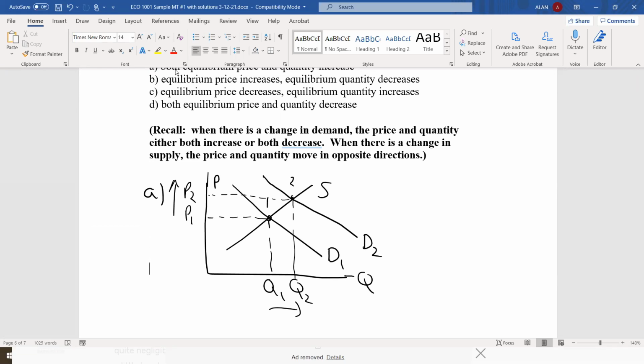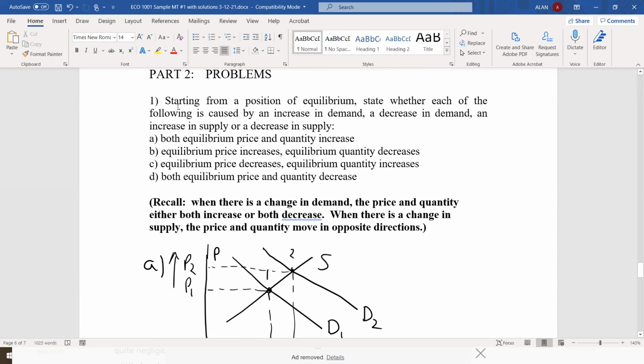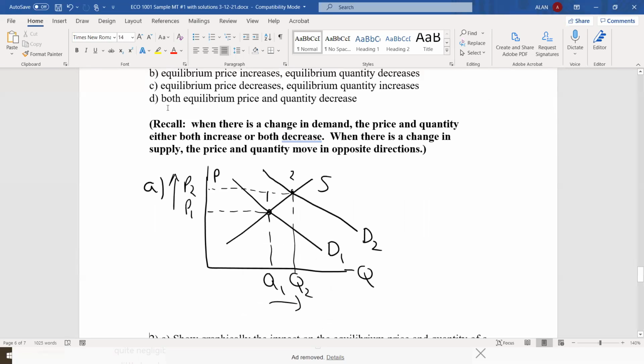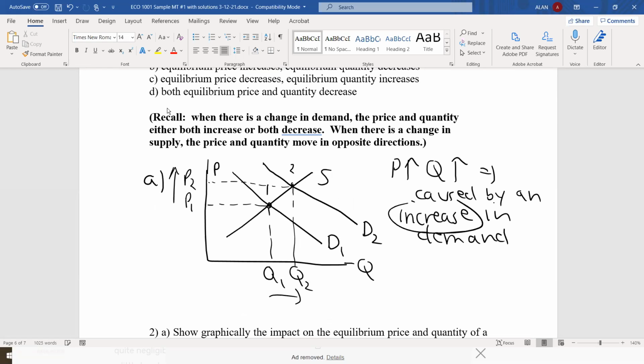And this is exactly what we were hoping to see. All right, remember in part A, they're asking you what causes an increase in both the price and the quantity. So these are caused by an increase in demand. And of course, remember, the word increase indicates a rightward shift. And that's true for both the demand and supply curves. All right, well, that's that one taken care of.